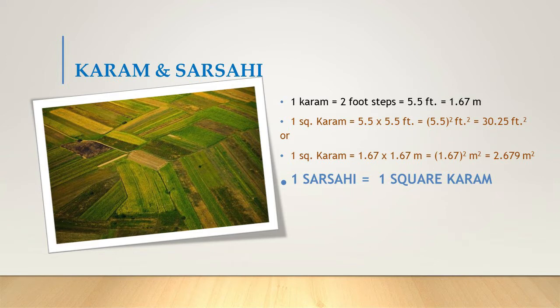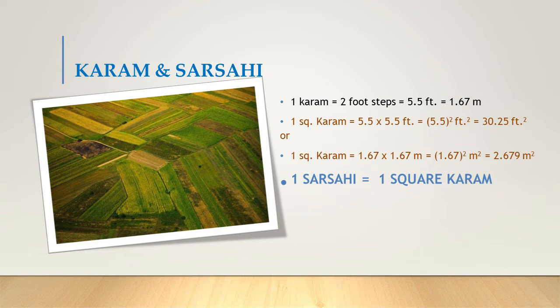Karam and Sarsahi. A karam is basically 2 footsteps. When you try to measure a piece of land, the simplest calculation starts from walking. When you walk 2 footsteps, it covers roughly 5.5 feet in one direction. It comes equal to 1.67 meters. So these are the basic calculations. I will be giving you calculations in feet, square feet, and then in square meters, and general terminology will also be described along with these.